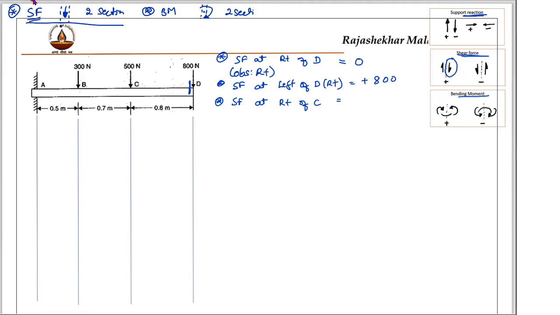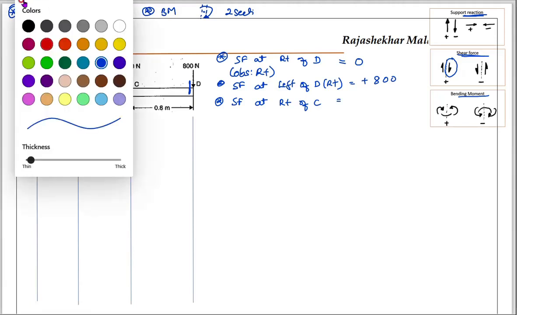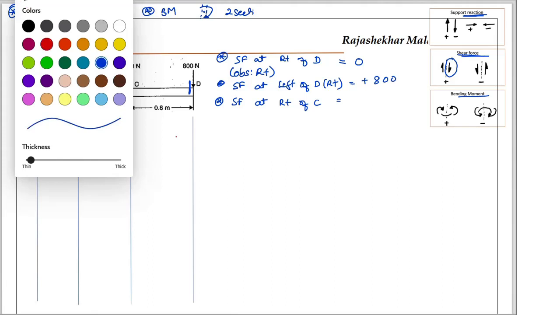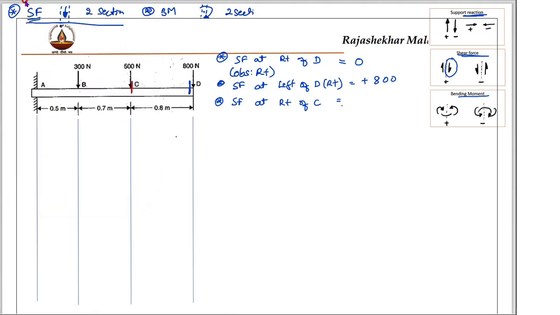Next, I will consider shear force at right of C. Why right of C? Because C is a point load. I take a section at this point and observe the right side. On the entire right side I am seeing again only one force, that is 800. Right side downward is positive, therefore positive.